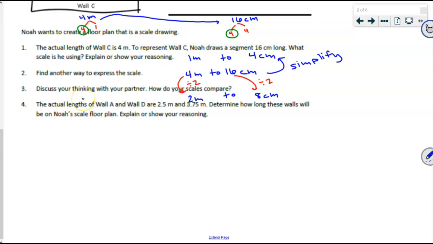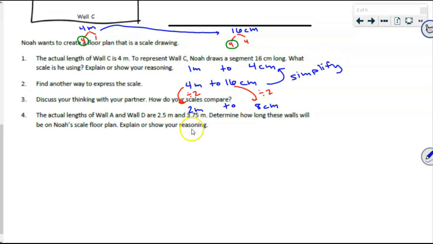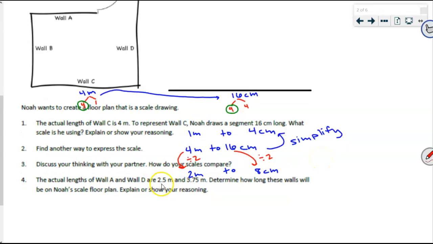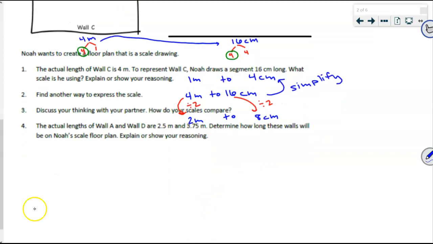The actual lengths of wall A and wall D are 2.5 meters and 3.75 meters. Let's add those to our rough sketch. A and D are 2.5 meters and 2.5 meters. Did I do that right? A and D. Oh, got it. D is 3.75 meters. Determine how long these walls will be on Noah's scale floor plan and explain your reasoning.